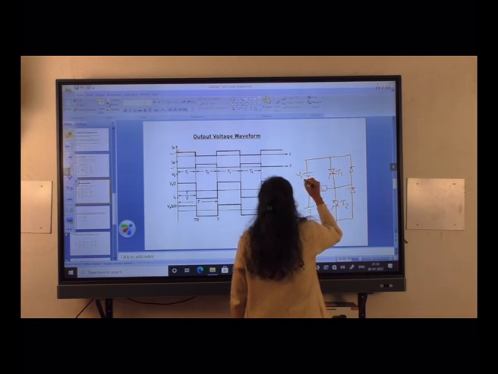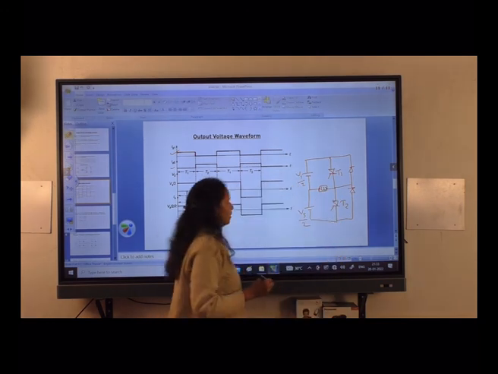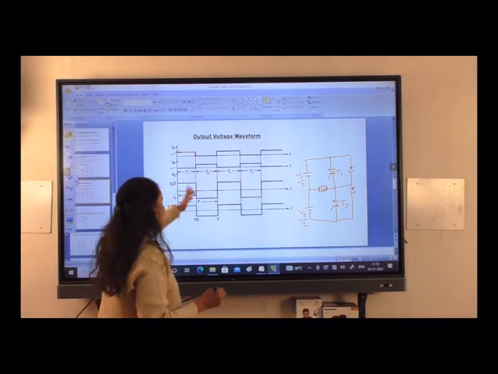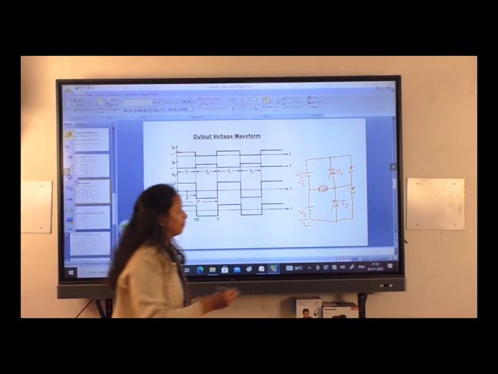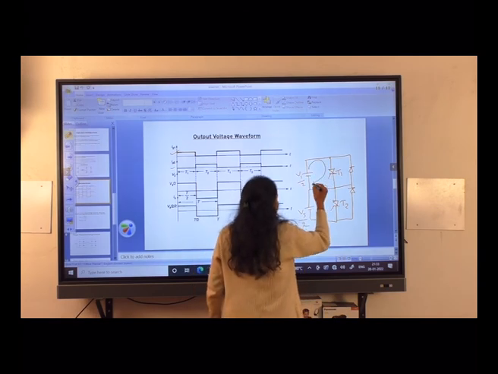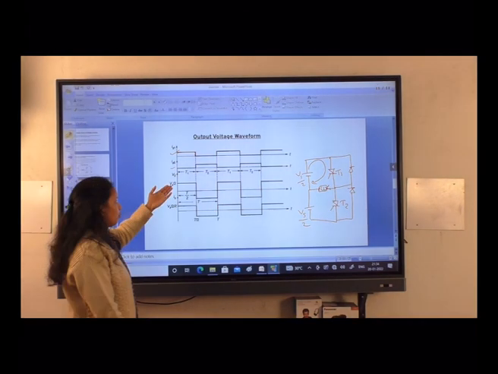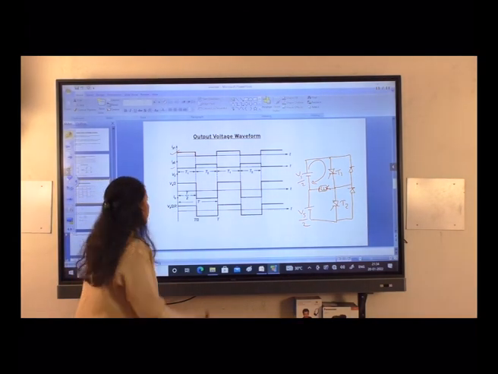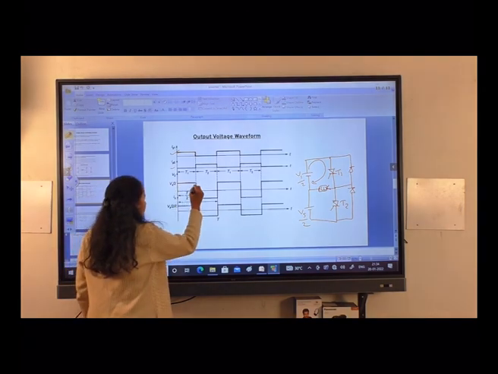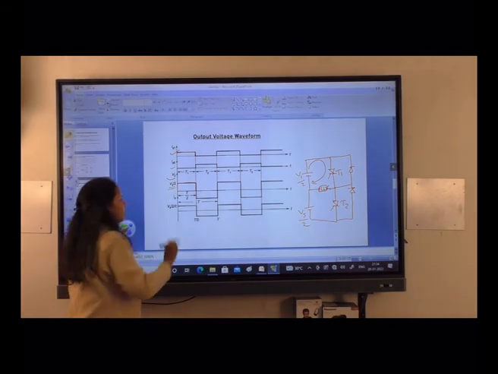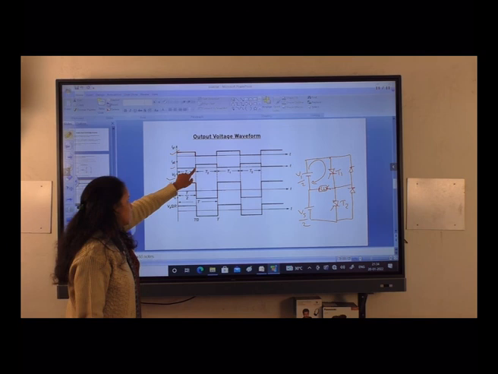It is Vs by 2, and this is also Vs by 2. This is the load. Initially Ig1 is given to thyristor T1. Ig1 means gate pulse. When the gate pulse is given, current will flow like this, and this is our assumed direction of current. That means our output is in the forward or positive direction, and its magnitude is Vs by 2. This is the output voltage waveform.